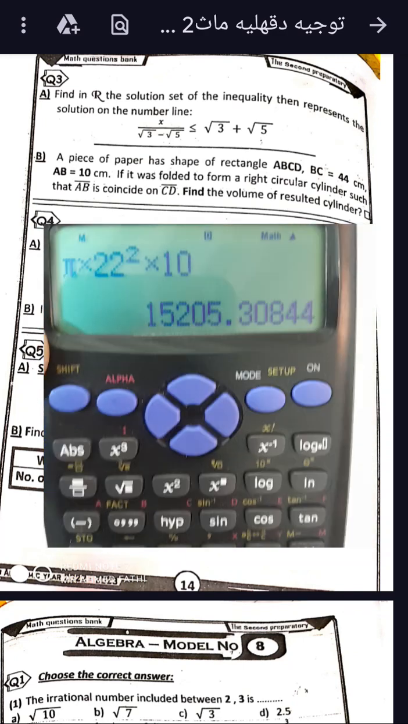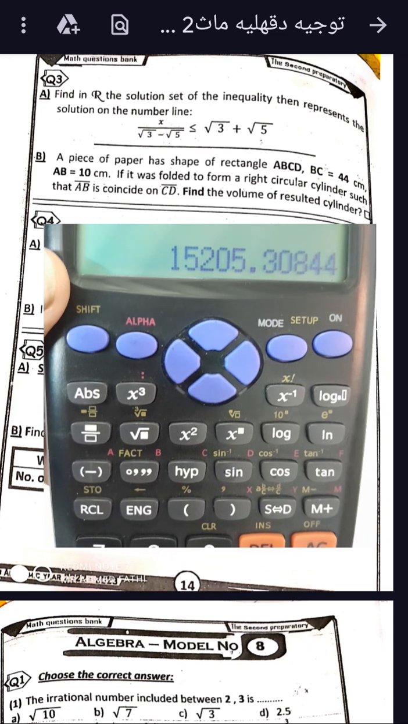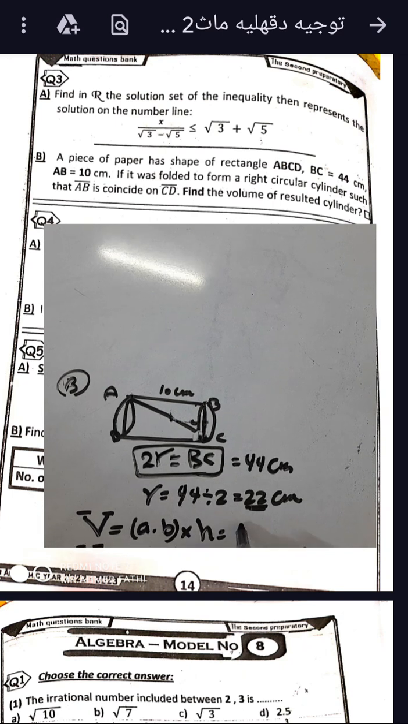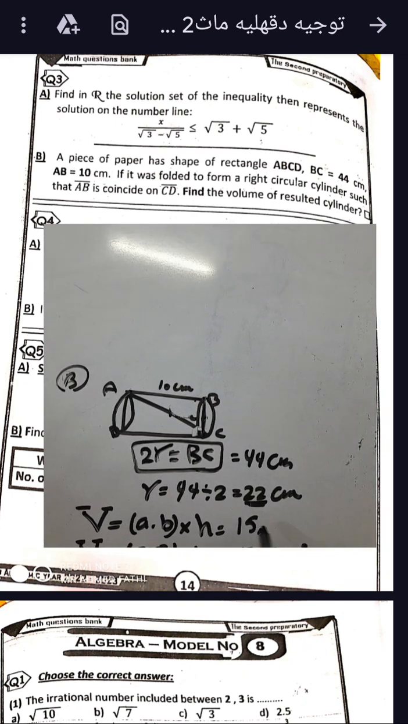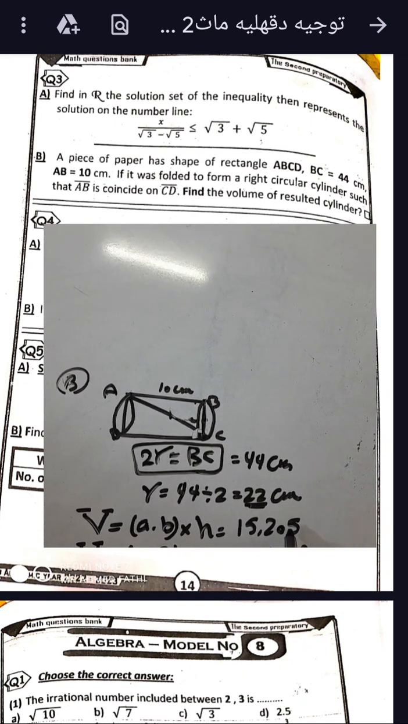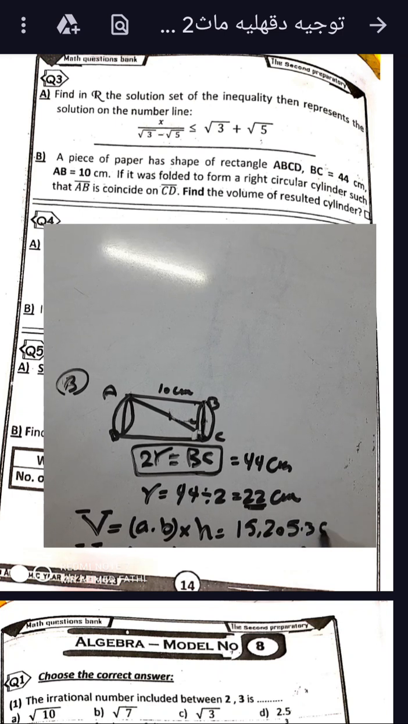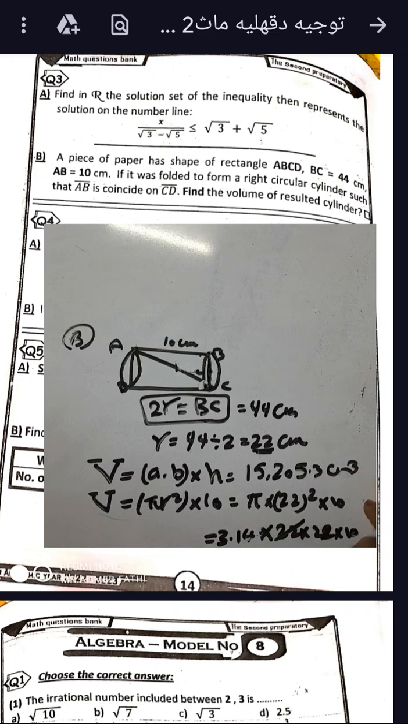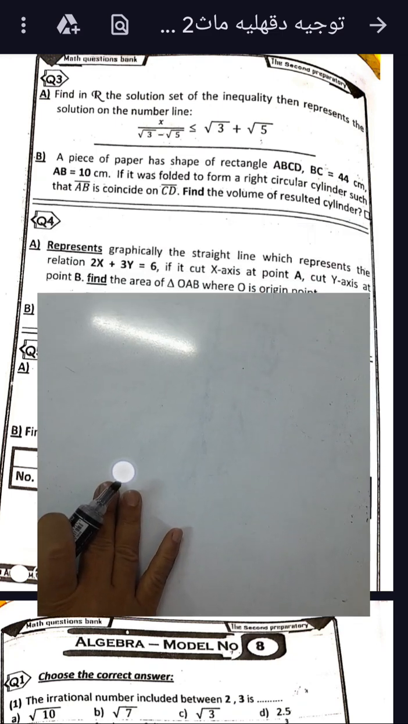15,205 and 3/10. Okay, the volume will be 15,205 and 3/10 cubic centimeters. Understood? Next question.